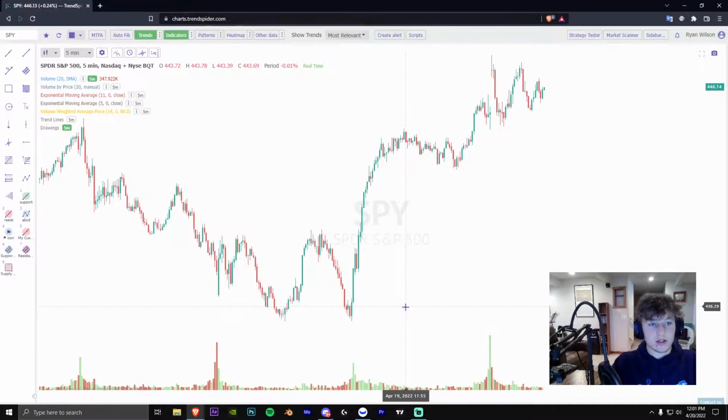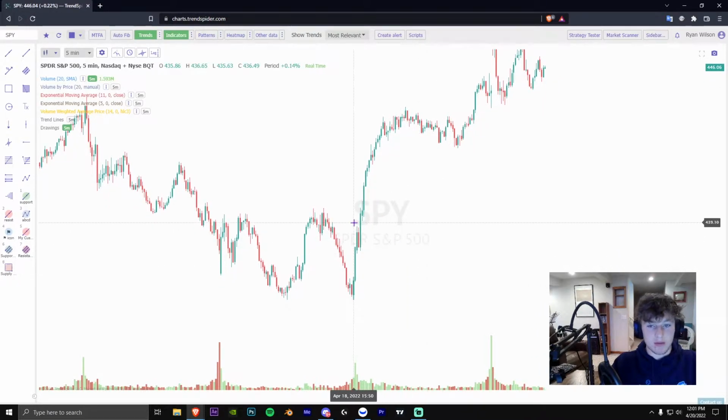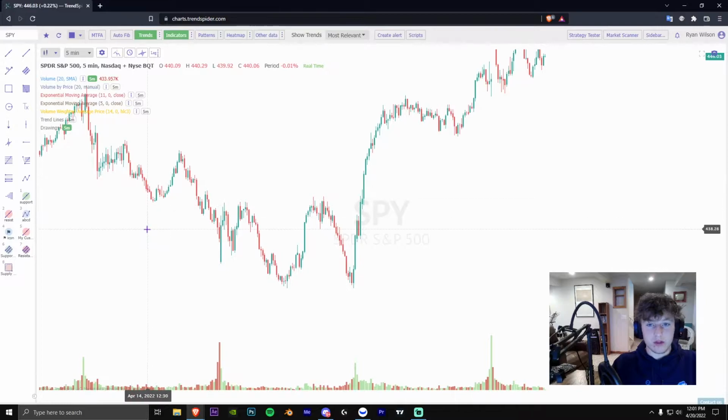Demand zones are kind of like support, and supply zones are kind of like resistance, but they're more zones, if that makes sense. So let me show you guys a demand zone.